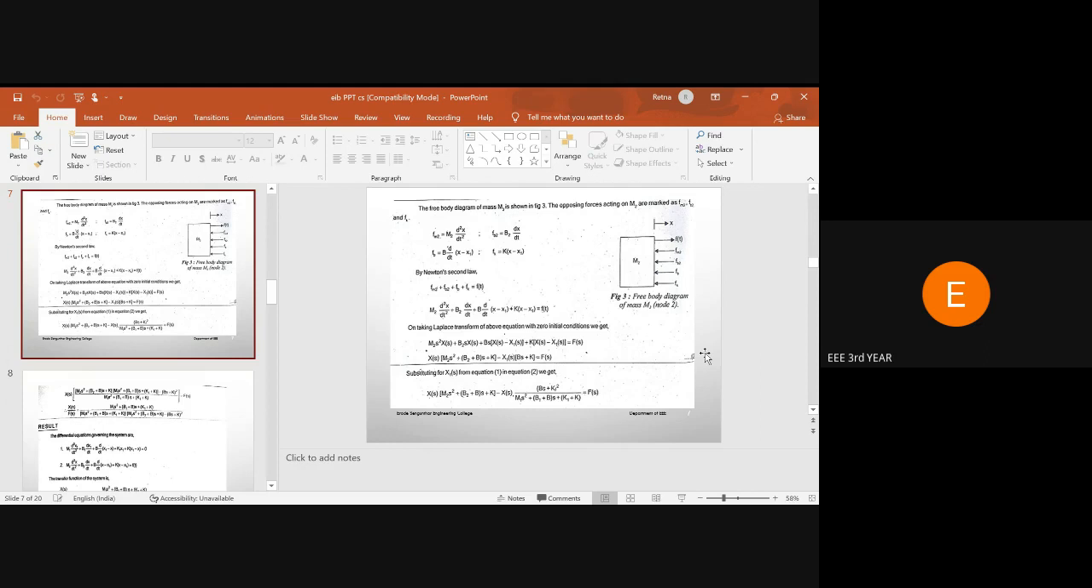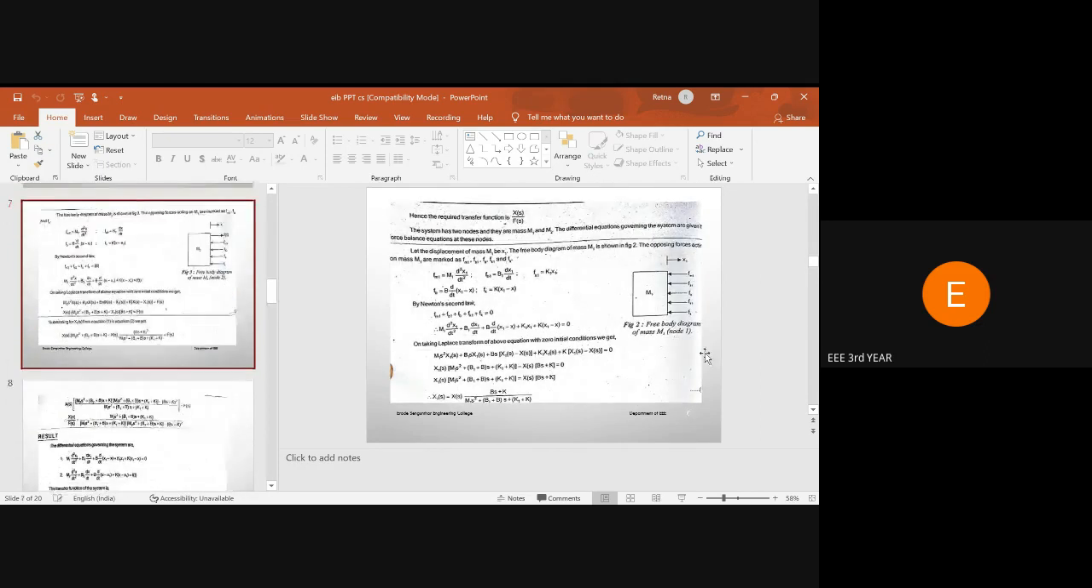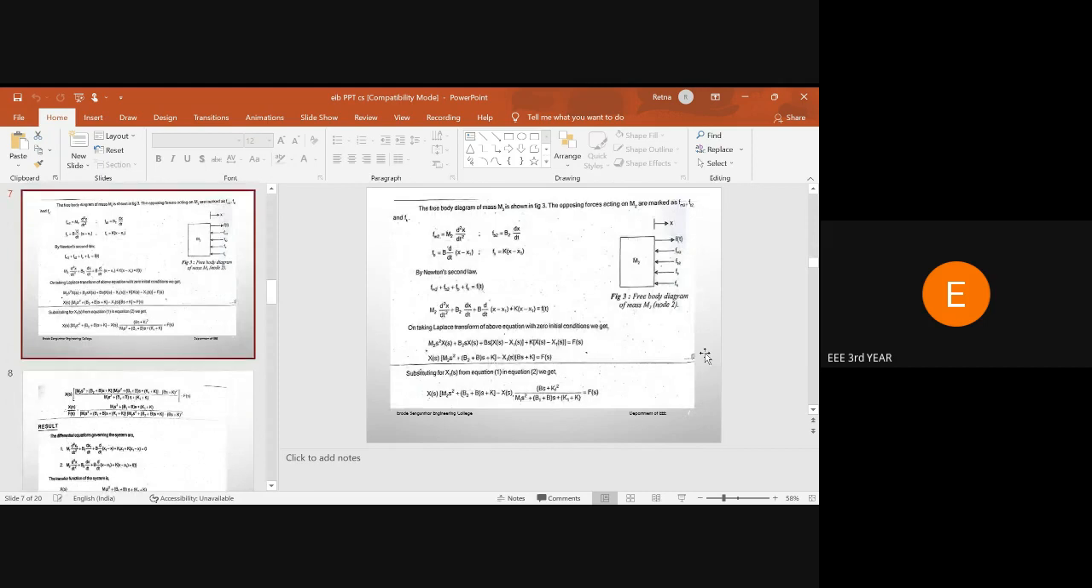Next, move the negative term to the right hand side. So finally we get x of s into m2 s square plus b2 plus b into s plus k minus x1 of s into bs plus k equal to f of s. Next, x1 of s is substituted into the above equation. Finally, we get x of s into m2 s square plus b2 plus b into s plus k minus x of s into bs plus k whole square divided by m1 s square plus b1 plus b into s plus k1 plus k equal to f of s.